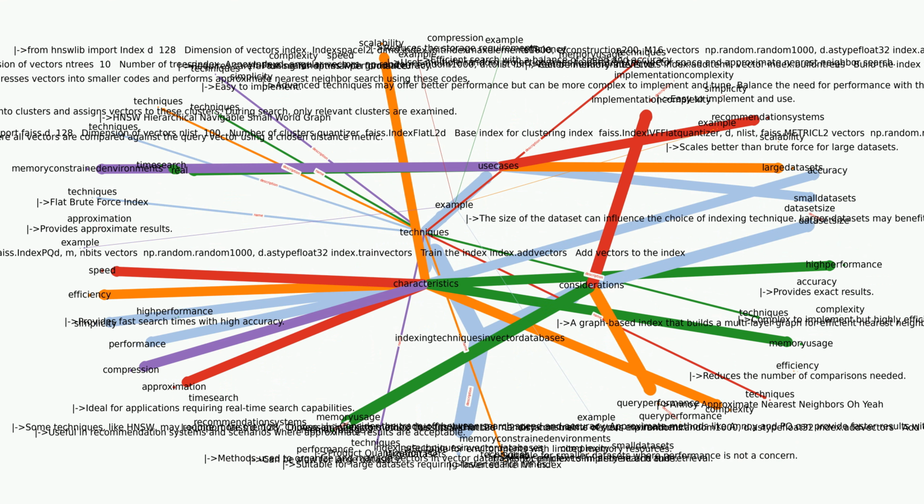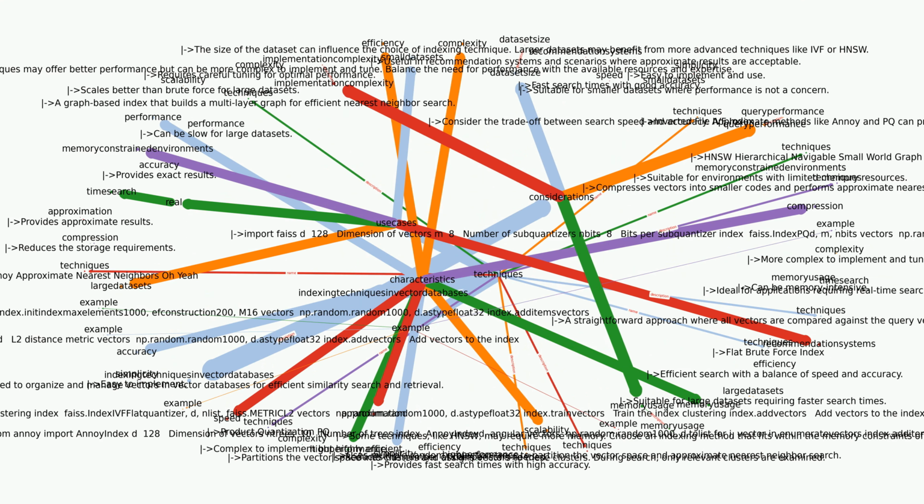Name: Annoy, approximate nearest neighbors Oh Yeah. Description: uses multiple random projection trees to partition the vector space in approximate nearest neighbor search. Characteristics. Speed: fast search times with good accuracy. Simplicity: easy to implement and use. Approximation: provides approximate results. Use cases: recommendation systems, useful in recommendation systems and scenarios where approximate results are acceptable.